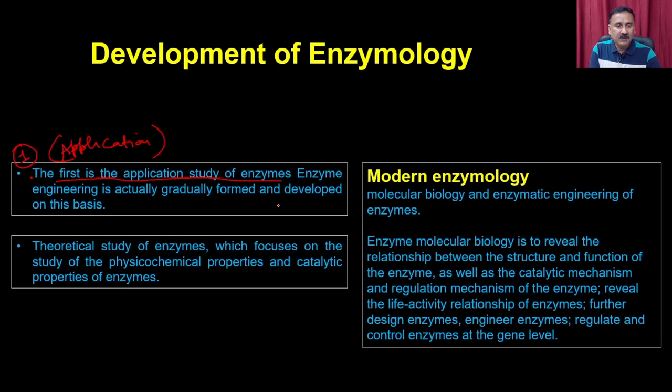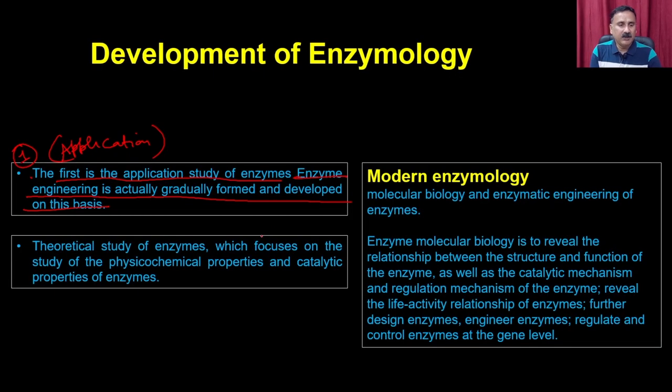So the initial phase was that they were trying to discover enzymes for identifying different types of processes. Then enzyme engineering gradually developed based on this, because based on the requirements you can have thermostable lipases, or you can have enzymes which will work under extreme conditions and so on.